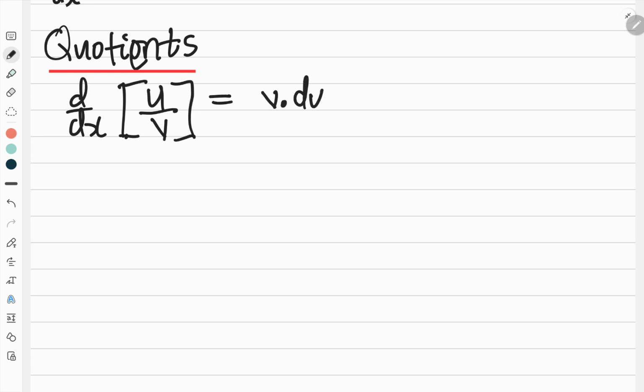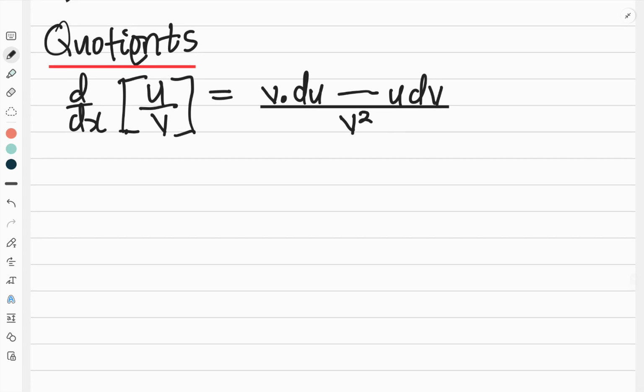V times the derivative of numerator U, subtract U times the derivative of denominator V, all over what? All over the denominator squared. So V du minus U dV over V squared. That's how we differentiate our quotients. And then moving on, we are also going to do some parametric differentiation.